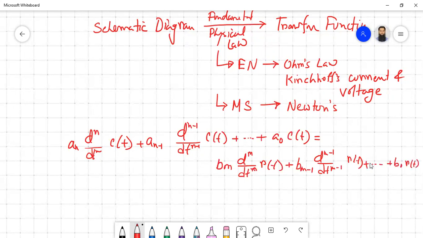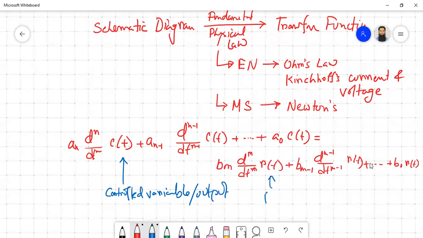So here c is our control variable, or simply the output, and r is the reference, or input. And what are a and b? a and b are the coefficients of the differential equation. So a is the coefficient of the output variable or control variable, and b is the coefficient of the input or the reference.